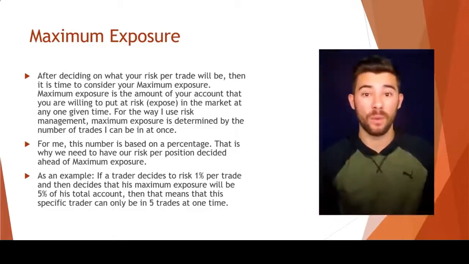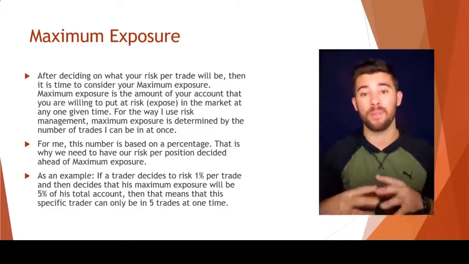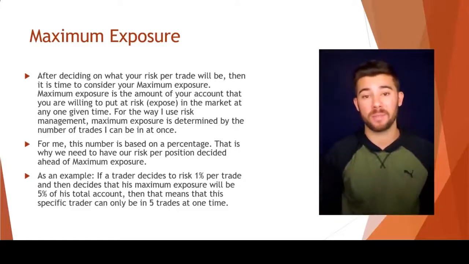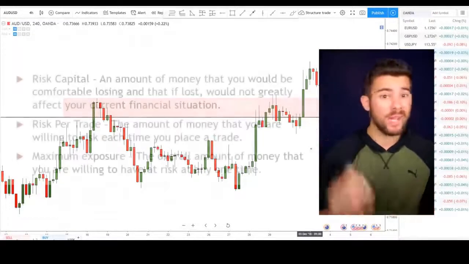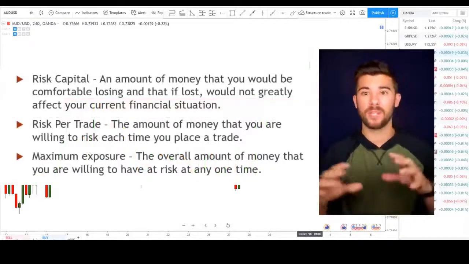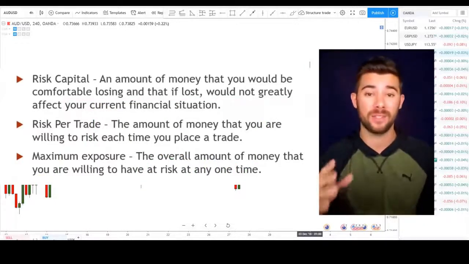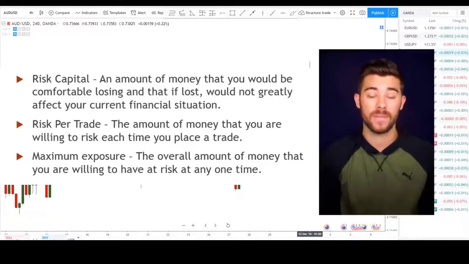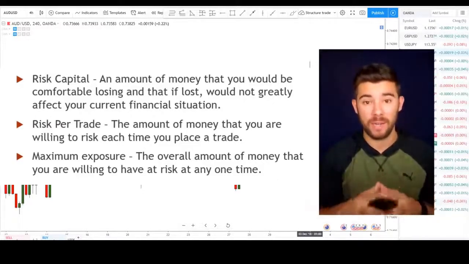So that is an overview of maximum exposure, another number you need to sit and think hard about before you implement it into your risk management plan. So guys, as you can see, those are the steps that create a positive risk management plan, a risk management plan that can help you create trading success. And the question you have to ask yourself is, have you actually done this for yourself? If not, it could be a massive reason that you're struggling to create trading success.